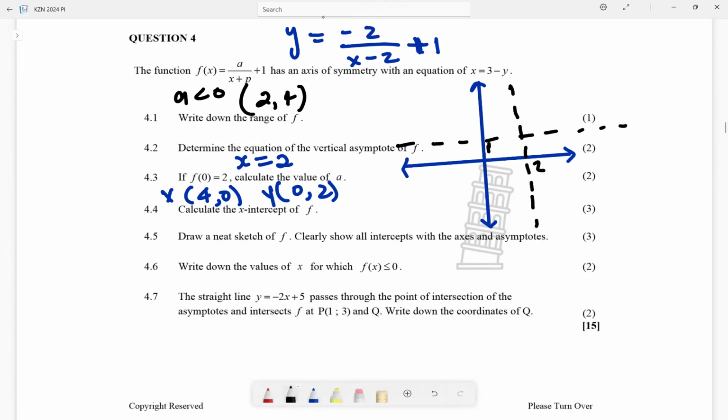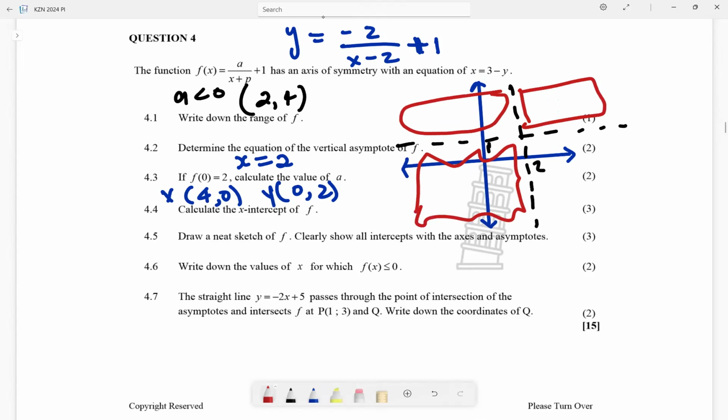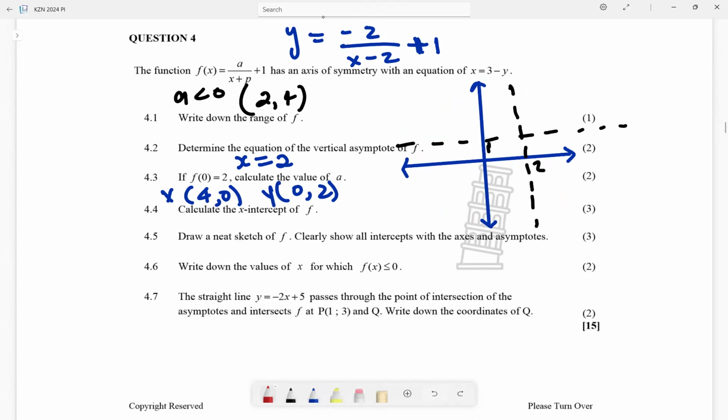So here are my quadrants. So I can plot my points. This is quadrant 1. This is quadrant 2. This is quadrant 3. This is quadrant 4. Okay, so I'm going to draw on quadrants 2 and 4. Okay, yes. So now let me plot my points first. 4 and 0, it is somewhere here.